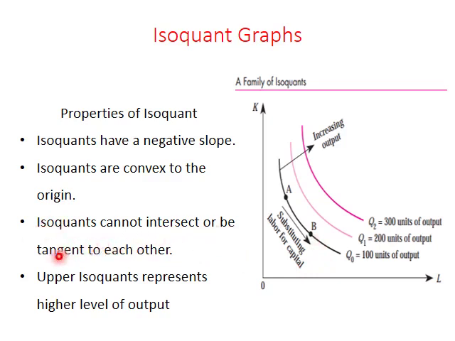And the other property is that isoquants cannot intersect or be tangent to each other, because isoquant curves represent unique output levels, each with different combinations of inputs. And the upper isoquant represents a higher level of output. As you see from these figures, this is the upper isoquant, and it has the highest level of output. As we go from this to this, the output increases.